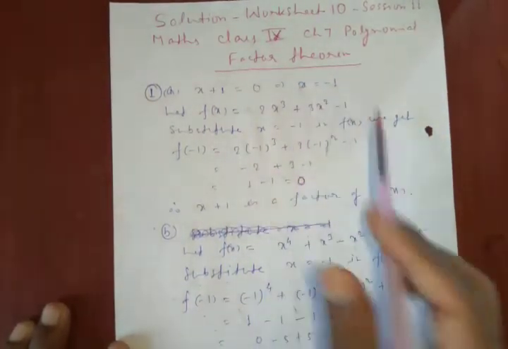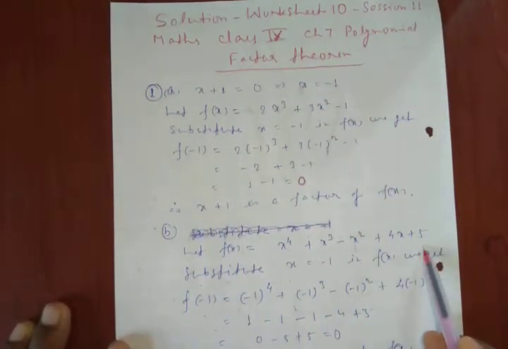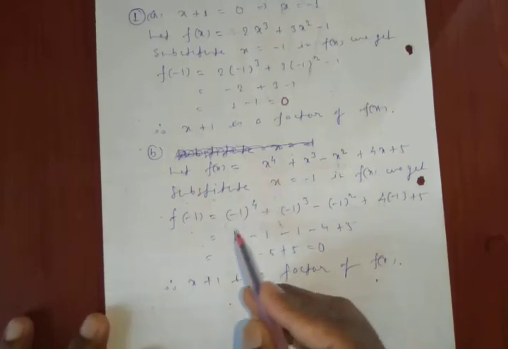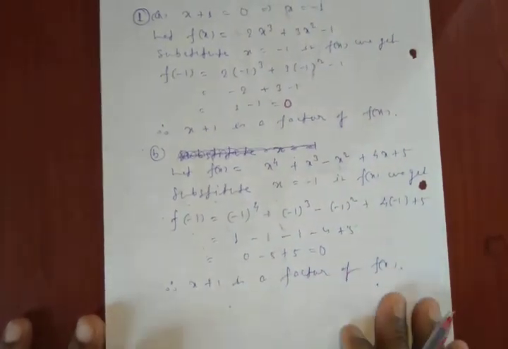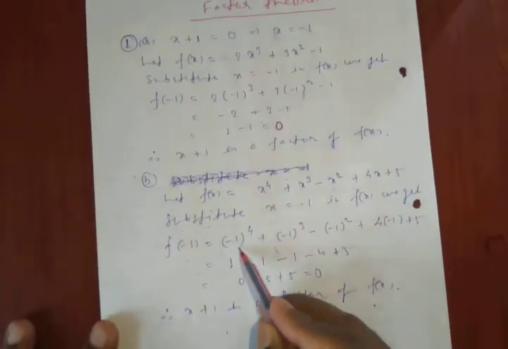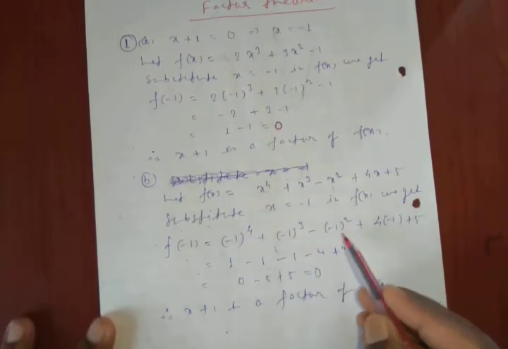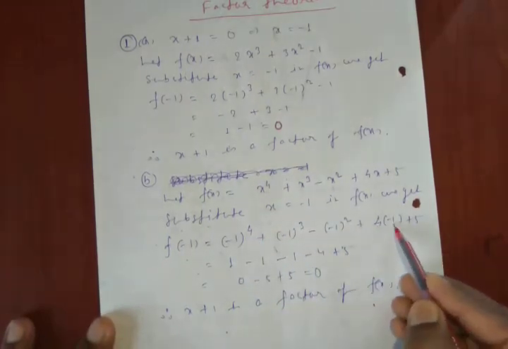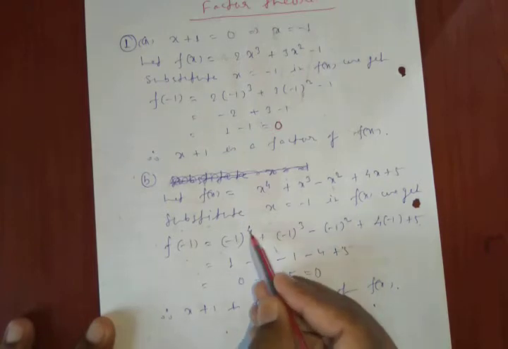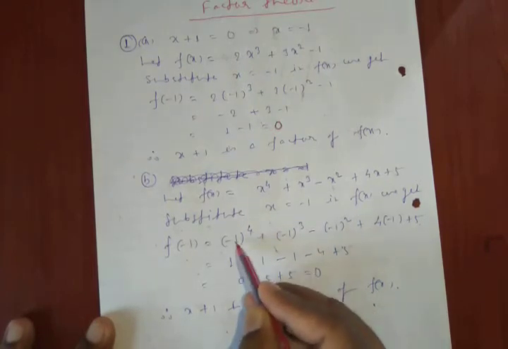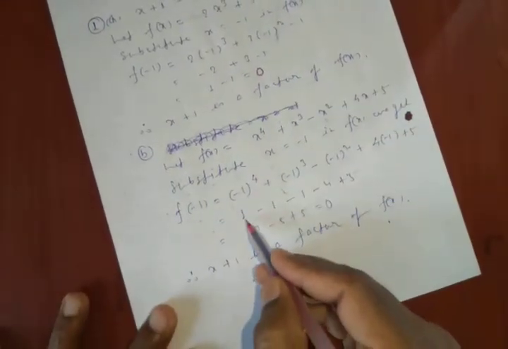Then put x equal to minus 1 again in this and then solve. And if the answer is 0, then x plus 1 will be a factor here. And here I did this and then I got the answer 0. And here it is minus 1 to the power 4, minus 1 cube, minus 1 square, 4 into minus 1 and plus 5 here. Minus 1 to the 4 here, the power is even. So if you multiply minus 1 four times, then the answer will be positive.